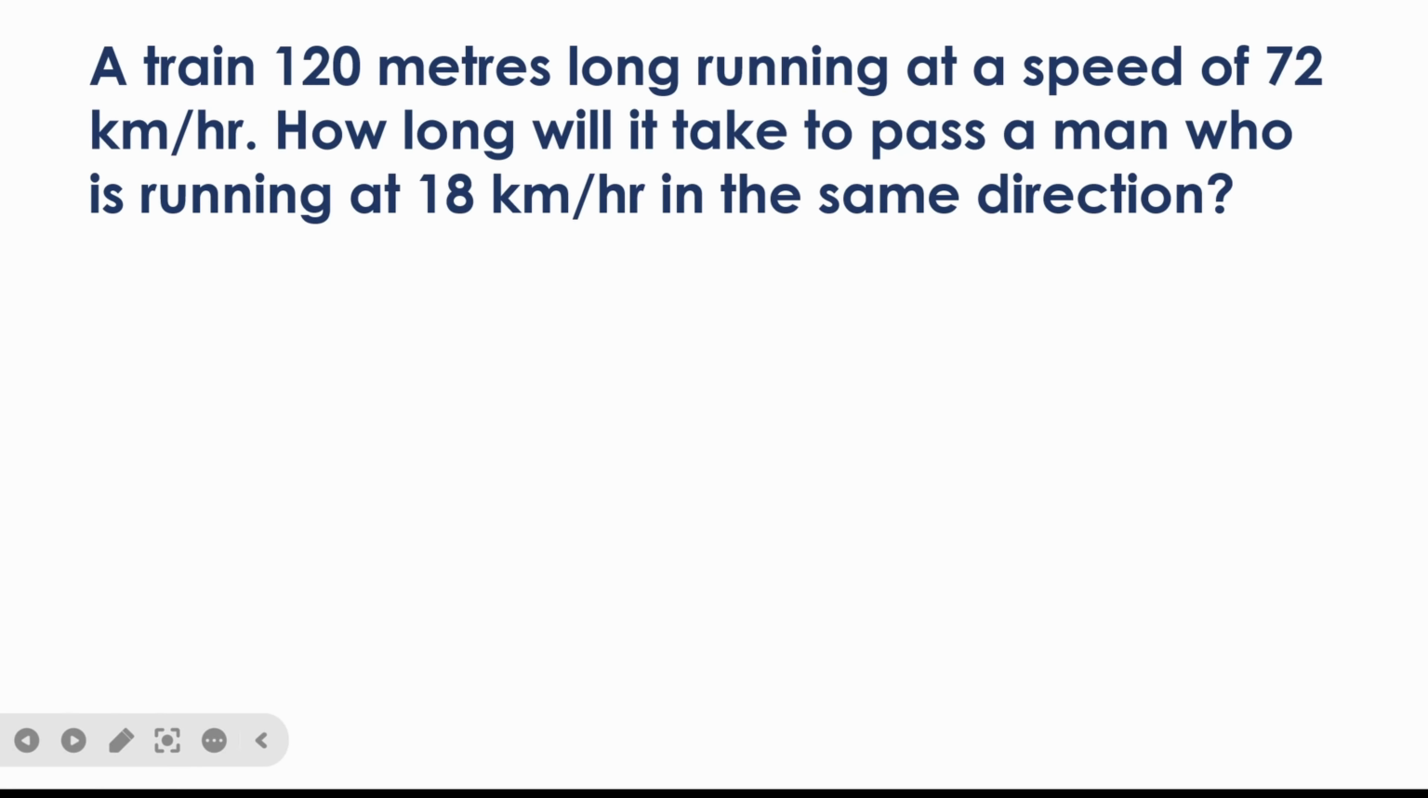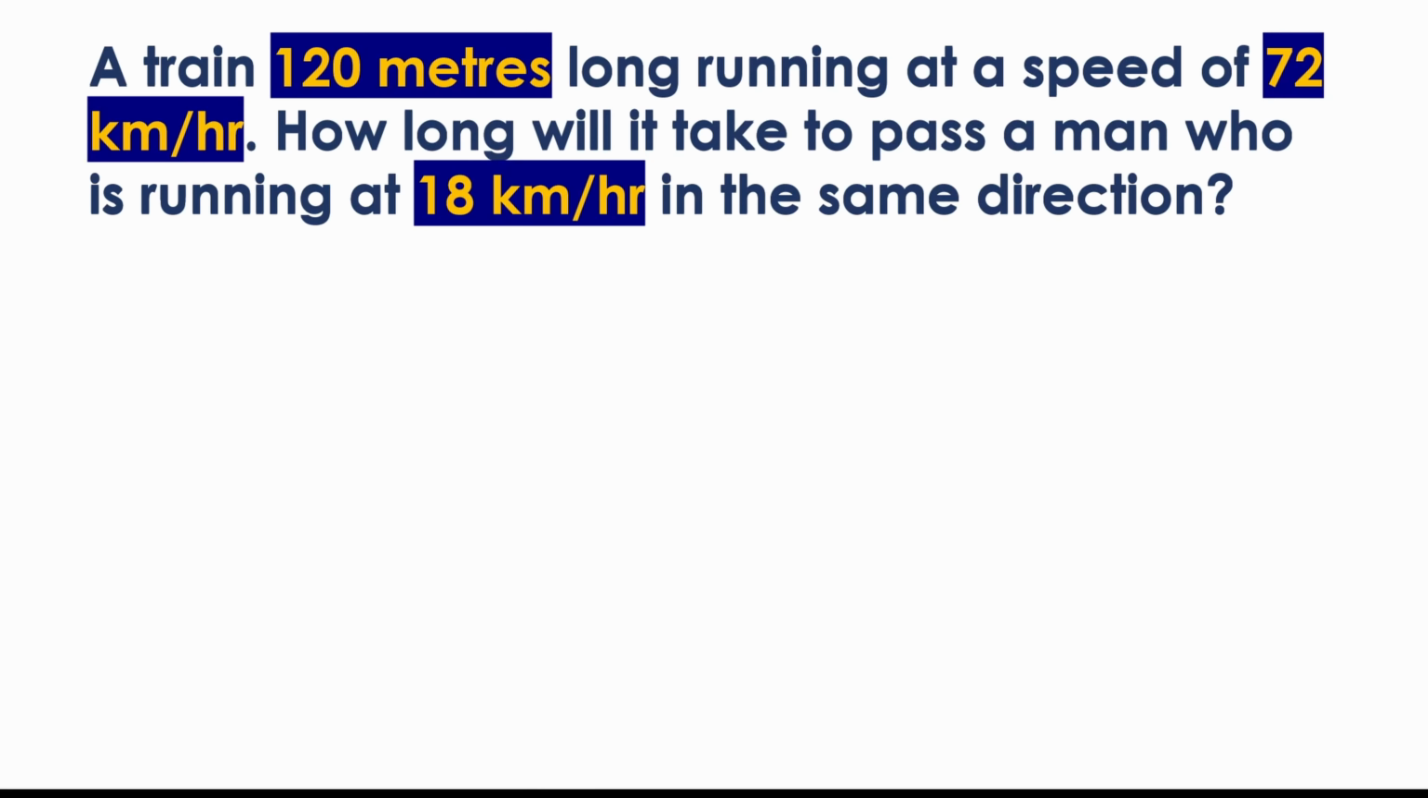Let's solve a very common and very important train problem that appears in almost every competitive exam. A train is 120 meters long and it's running at a speed of 72 km per hour. How long would it take for the train to pass a man who is running at 18 km per hour? Be mindful they are going in the same direction.